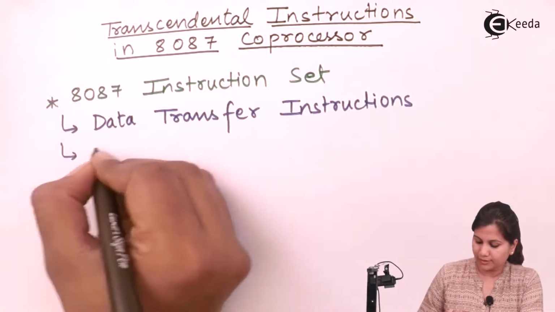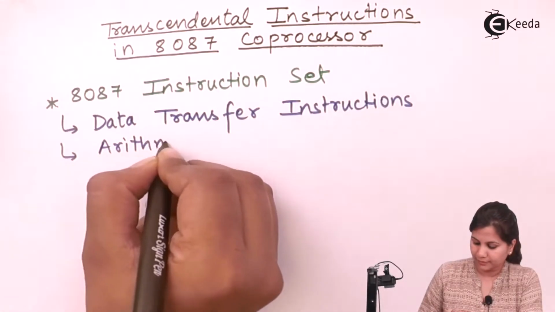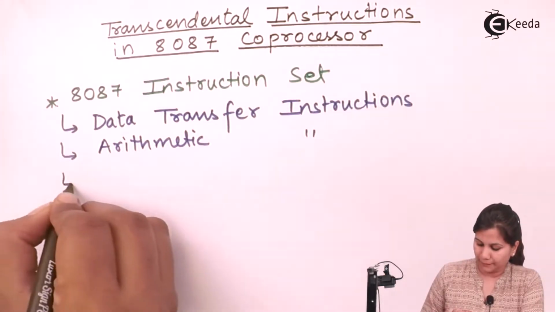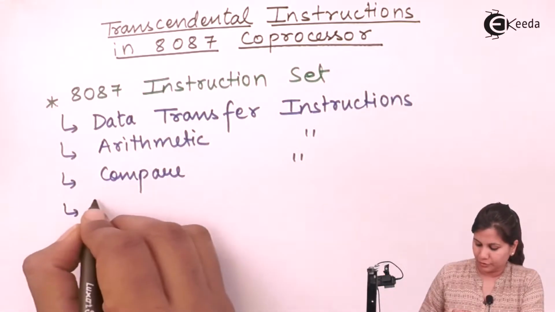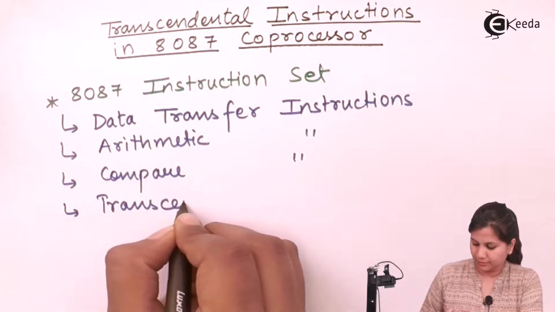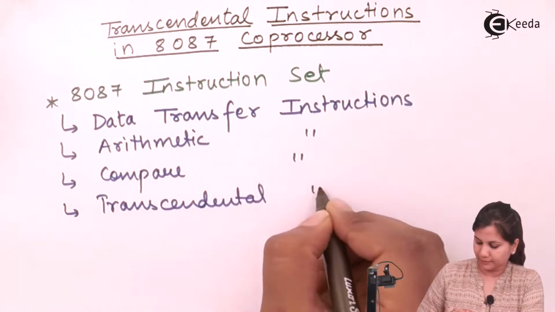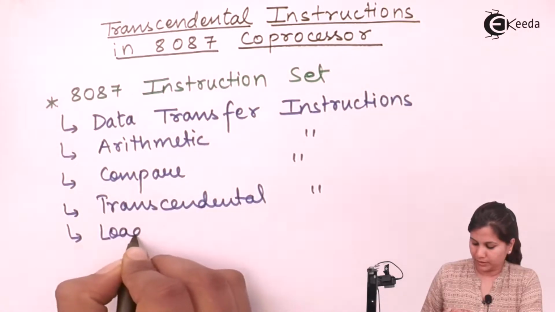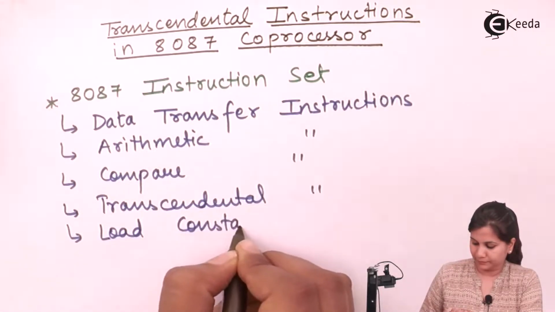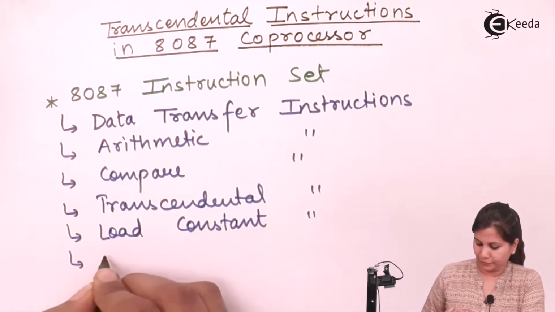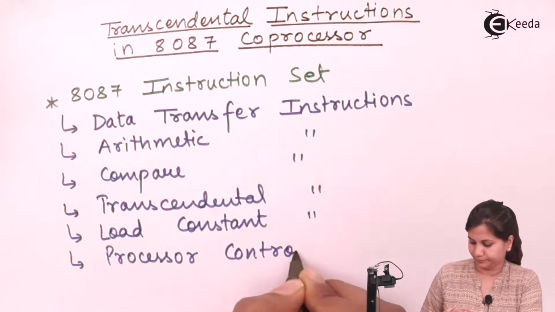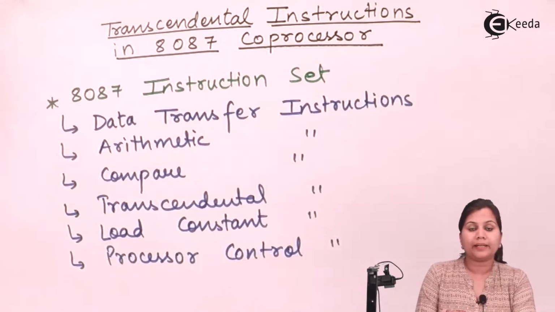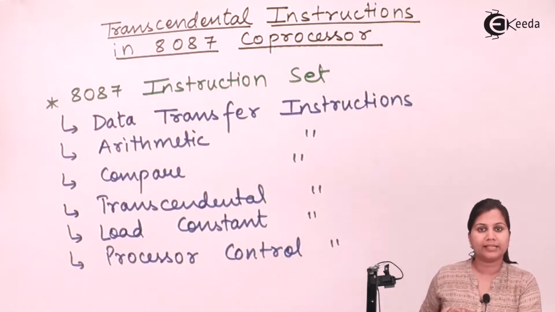Data transfer instructions, arithmetic instructions, compare instructions, transcendental instructions, load constant instructions, and processor control instructions. Depending upon the function and the operation performed by these instructions, they are classified into these 6 categories.